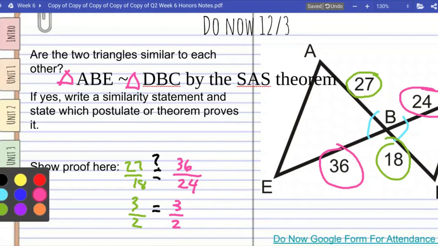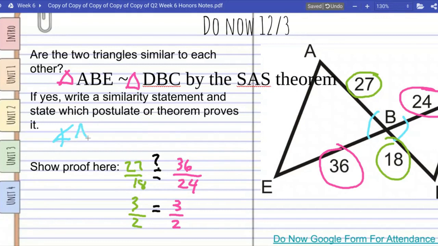And if I was doing a super good job, I would write down somewhere on here, angle ABE is congruent to angle CBD because they're vertical. Probably should go down here in our proofs, but here it is.